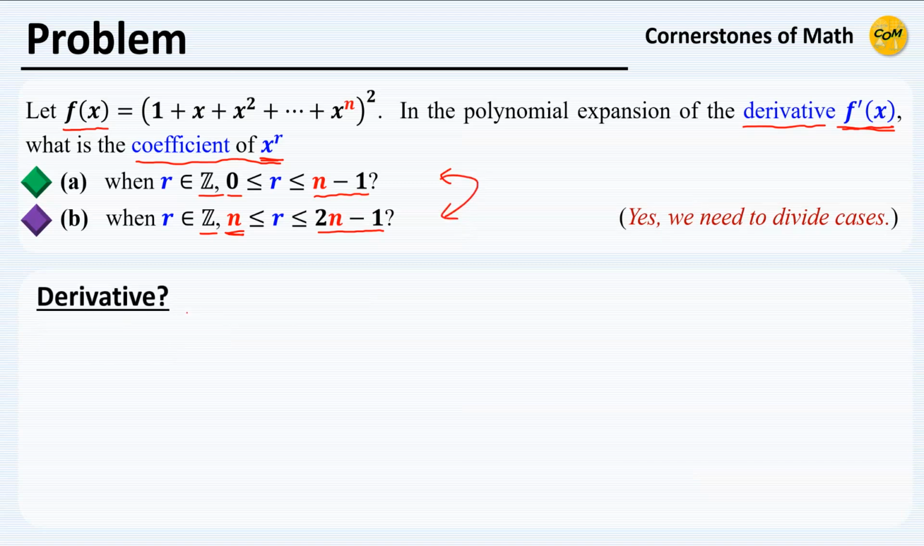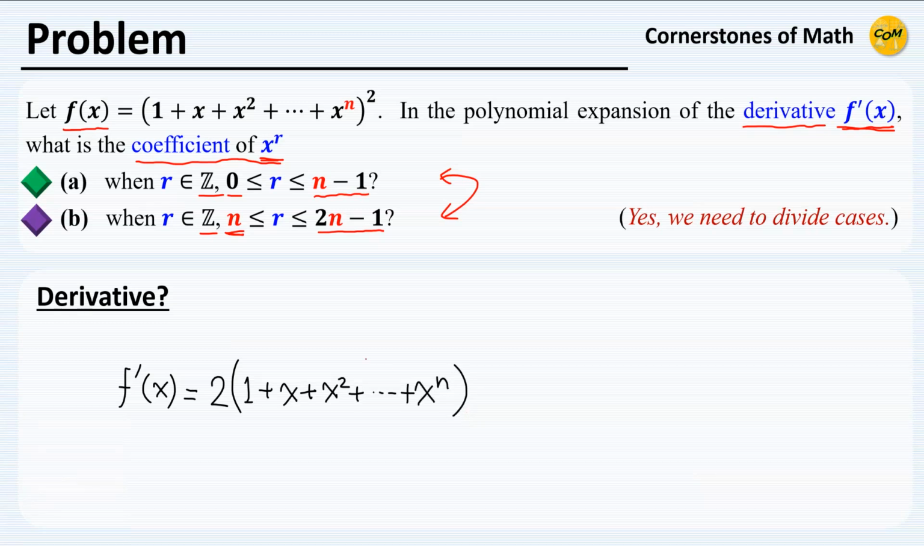But before we get to the coefficients, we first need to obtain the derivative. So let's find the derivative. This is one of the very basic examples of the chain rule. First we apply the power rule to obtain 2 times (1 + x + x^2 + ... + x^n). And according to the chain rule, we differentiate this inner part, which gives 1 + 2x + 3x^2 + ... + n x^(n-1).